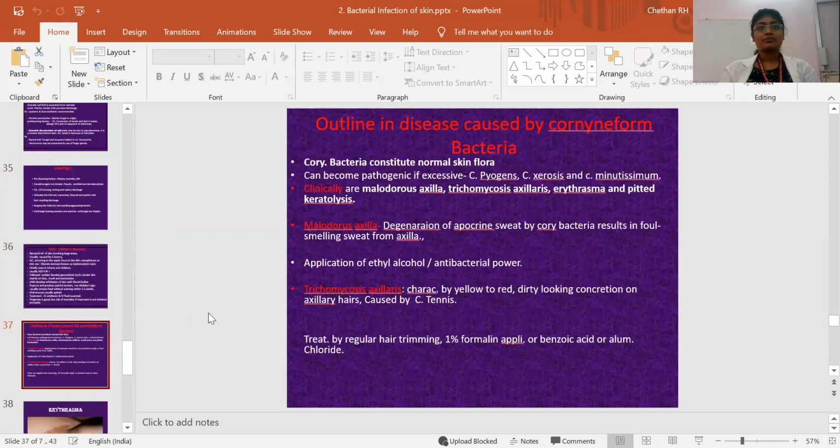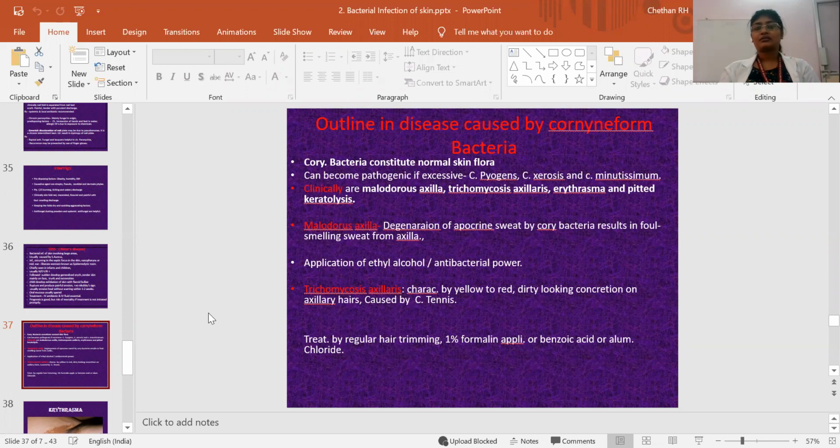Outline the diseases caused by Corynebacterium. Corynebacterium also constitutes one of the normal skin flora, like Staphylococcus or E. coli. So this can become pathogenic if it is present in excessive amounts in your body. There are various species, like Corynebacterium pyogenes, C. tenuis, and C. minutissimum.